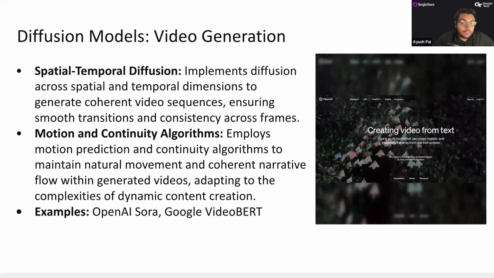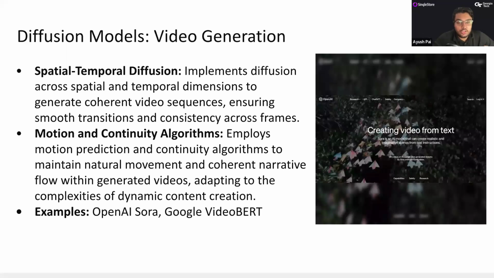So expanding on this, we have diffusion models that have video generation. This kind of approach implements diffusion across spatial and temporal dimensions that ensure generated video sequences are not only visually coherent frame to frame, but also maintain smooth transitions from frame to frame as well. So these models can understand and replicate the complex interplay of movements that occur from one frame to the other, and really show how these movements are happening in the real world.